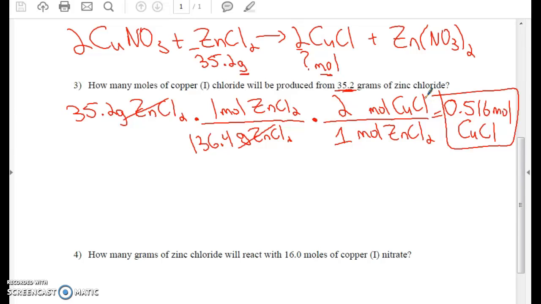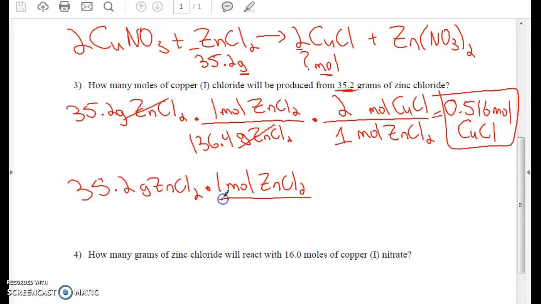Now what some people do at first, and if you want to start off doing it this way you can, I'm just going to rewrite a little bit of stuff here. So what some people will do is break this into 2 different problems. So I'm just rewriting this first step. When you get an answer here, converting from grams to moles of zinc chloride, round it off to the right number of decimal places, it is 0.258 moles.